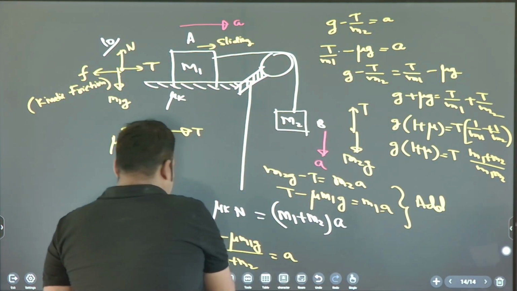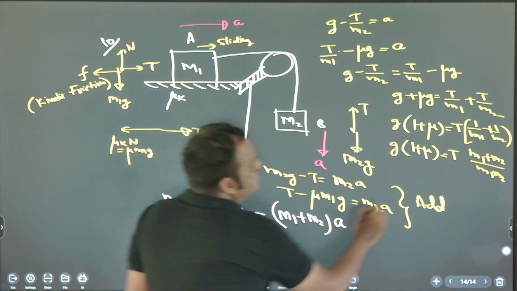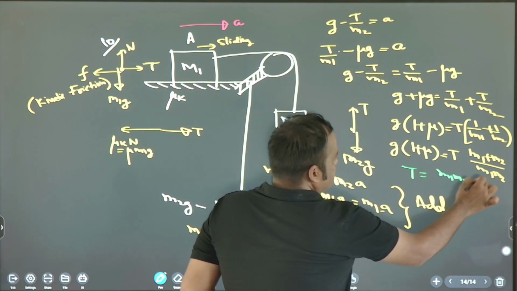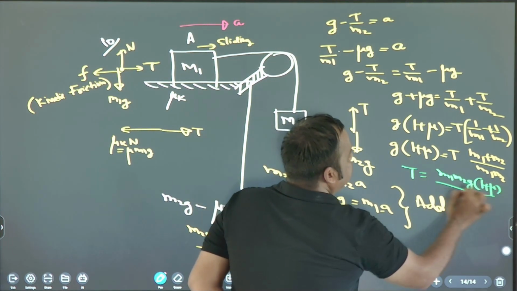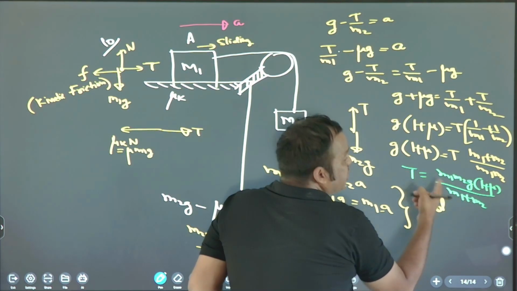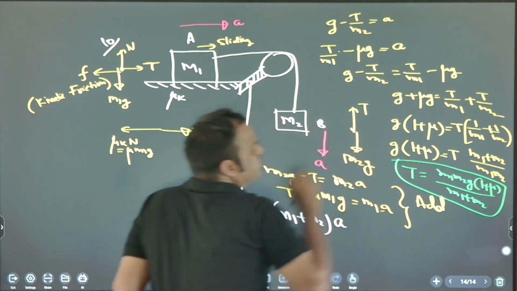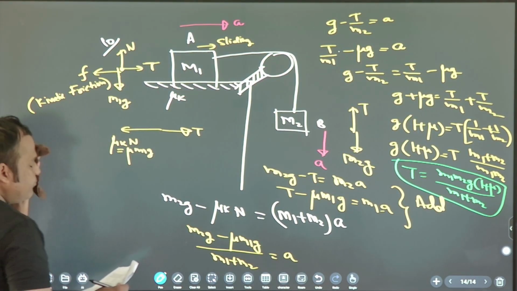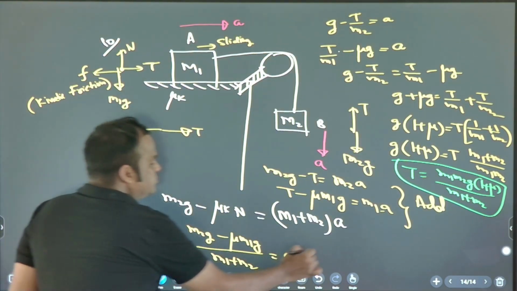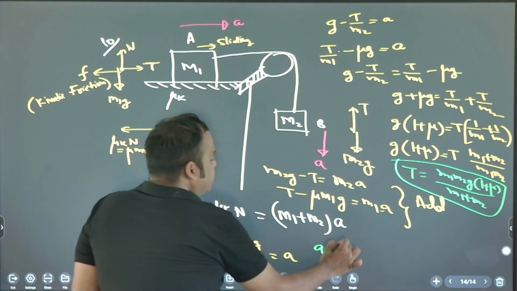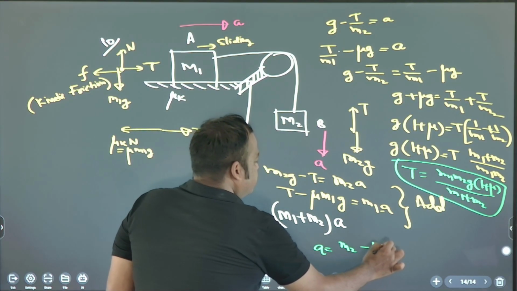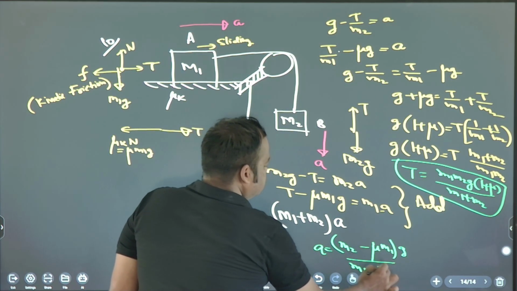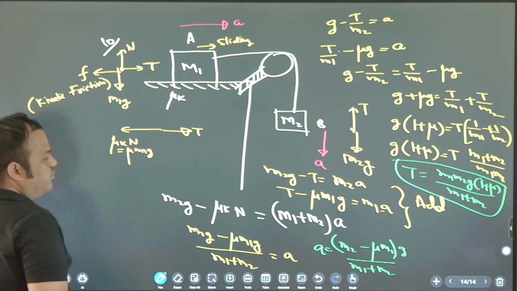So what is the final answer for tension? Tension is equal to m1 m2 g into (1 plus mu) divided by (m1 plus m2). You can memorize this, okay? In your formula diary also write down the tension formula. And this is acceleration. Acceleration also you write down: (m2 minus mu m1) into g divided by (m1 plus m2).